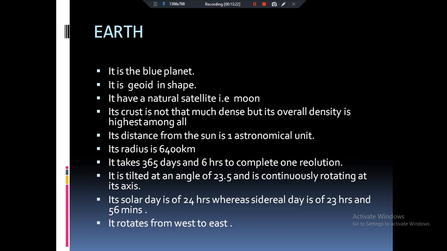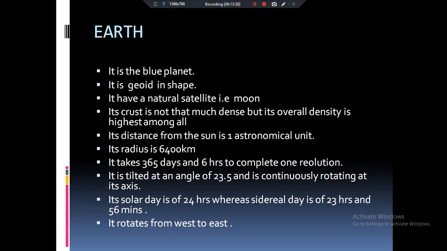If we take the sun as a reference point, Earth takes 24 hours to complete one rotation, but if we look from a star, it takes only 23 hours and 56 minutes for the rotation. If we take the sun as the reference point, then the day is said to be the solar day, that is to complete one rotation of Earth around its axis. But if we take a star as the reference point, then it is known as the sidereal day.